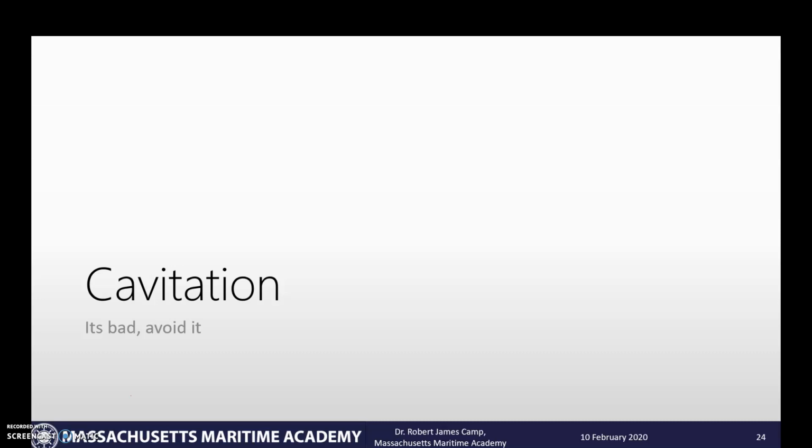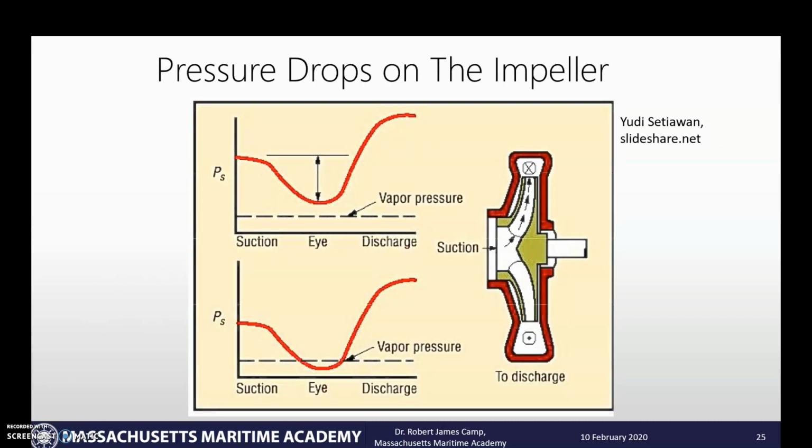So now we're going to talk about that pesky cavitation within our pumps and how to avoid it. If we remember from our lectures earlier, cavitation is a bad thing and it can cause damage to our pumps. Now as we take a look at things, how does cavitation happen? So cavitation happens when our system pressure drops below our vapor pressure.